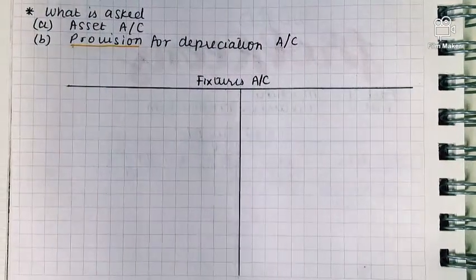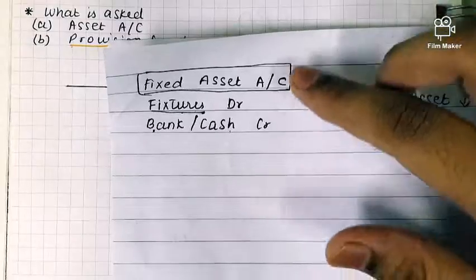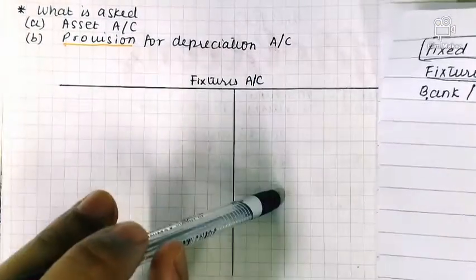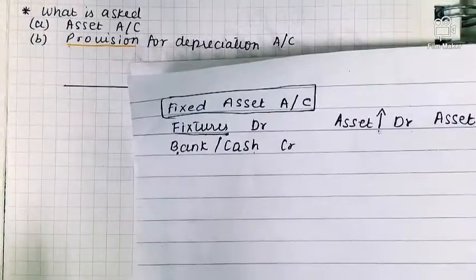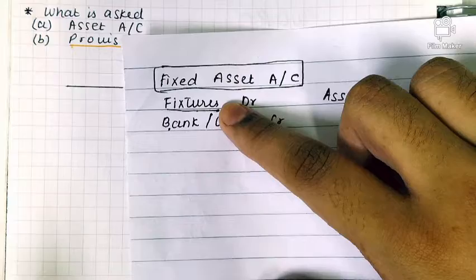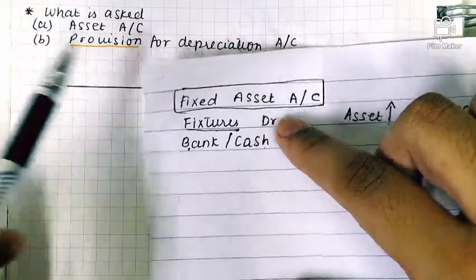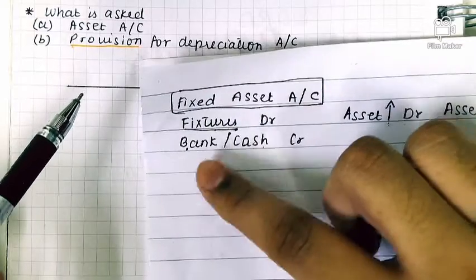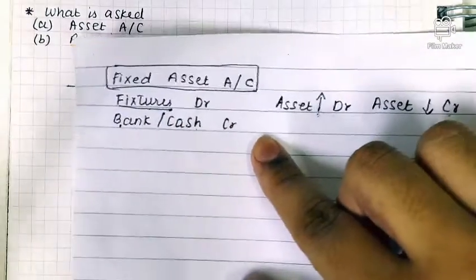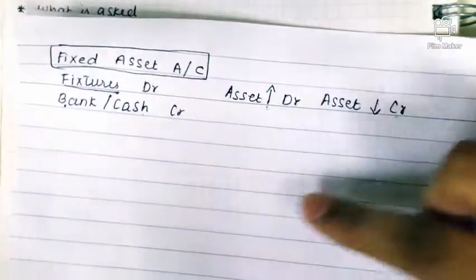So before making the fixtures account, we should be knowing this. This is basically the placement of whatever will be going here or here, debit side or credit side. For any fixed asset account, in this case fixtures, will be debit, and the bank or cash, whatever means of payment we're giving, will be credited. Now why is it like that? Why is this debit and why is this credit?